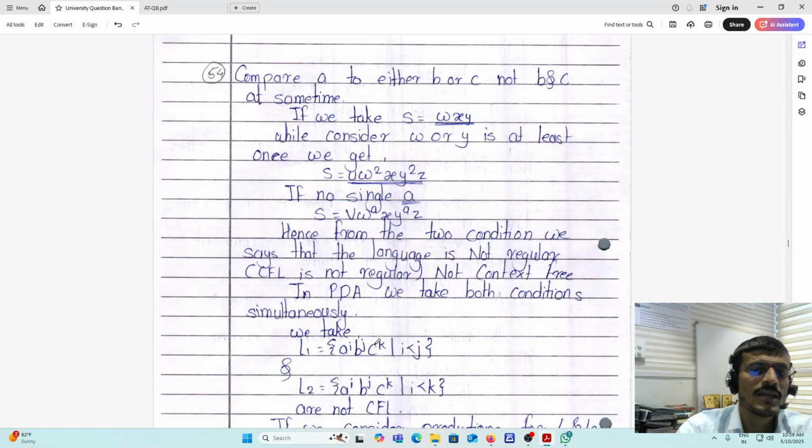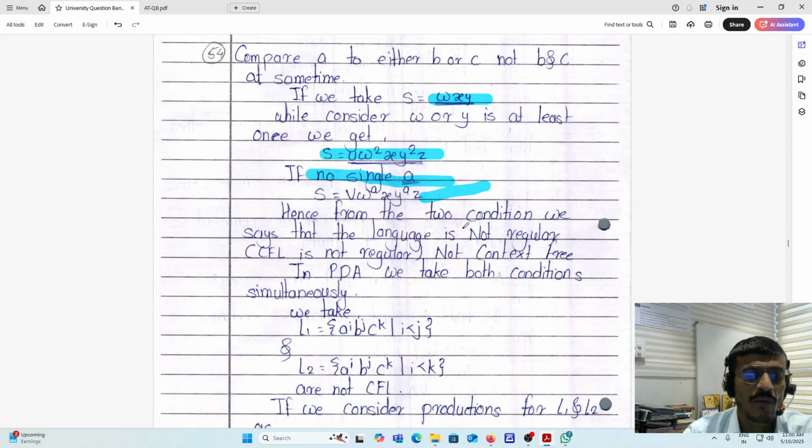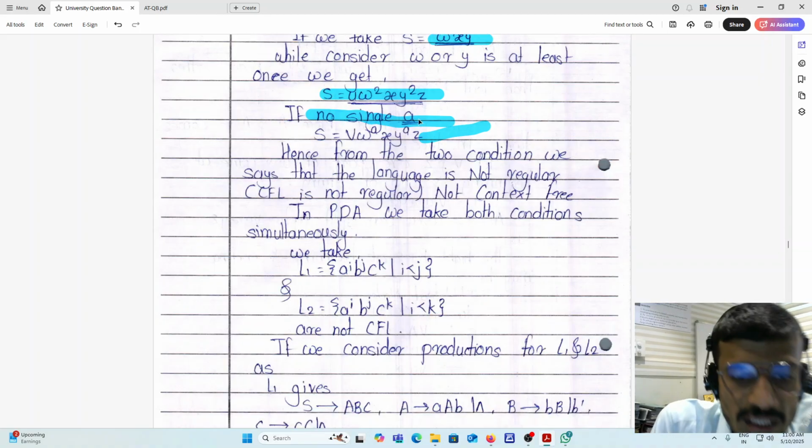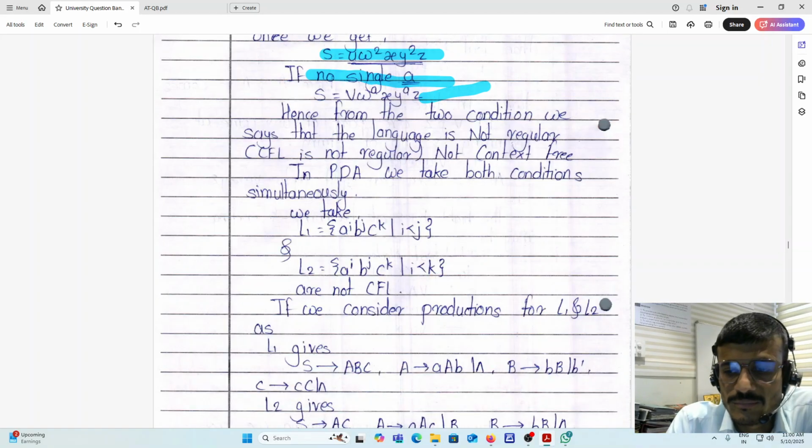If we say S equals uvwxyz, while considering that v or y is present at least once, we get S equals u v raised to 2 w x raised to 2 y z if no single a is there. If a single a is there, then you can write this as u v raised to a w x raised to a y z, and likewise it will proceed till the nth term.